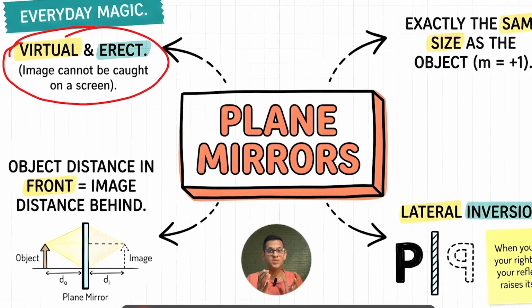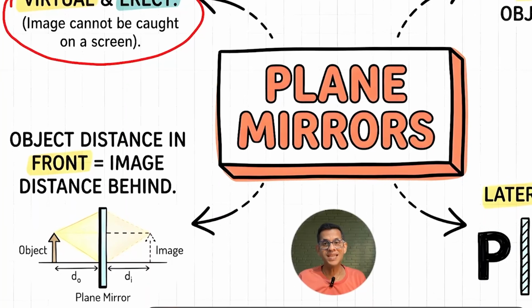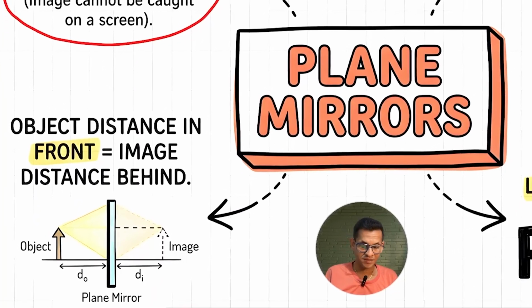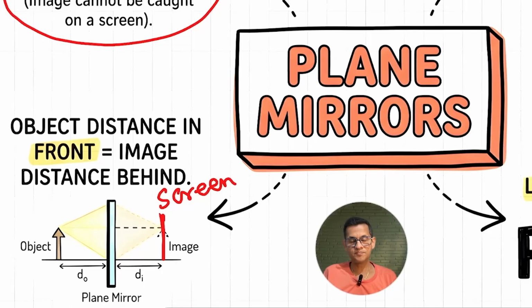Remember, they are not actually meeting at that particular point, which means if you place a screen at a point where the light rays are appearing to meet, for example, in this diagram I've shown here, the light rays appear to meet behind the mirror. If I place a screen here, I will not be able to get this image on the screen, as there are no light rays meeting at this particular point. So a plane mirror always forms a virtual image, and virtual images are always erect.